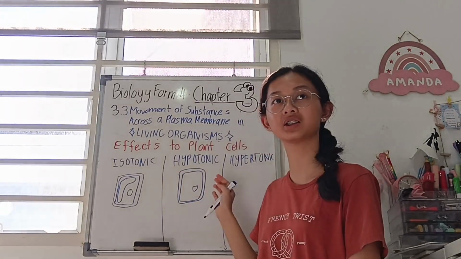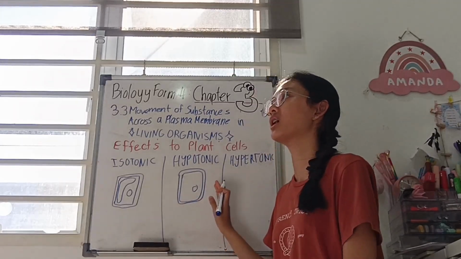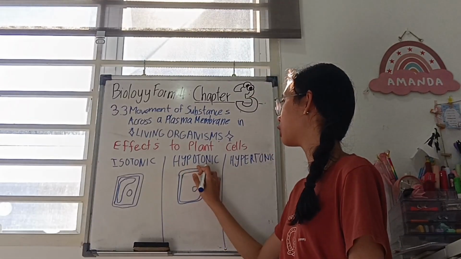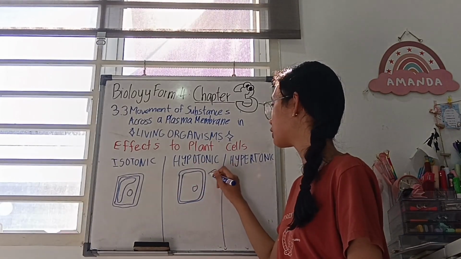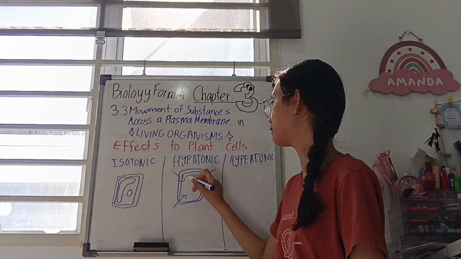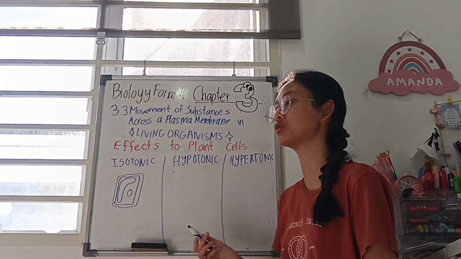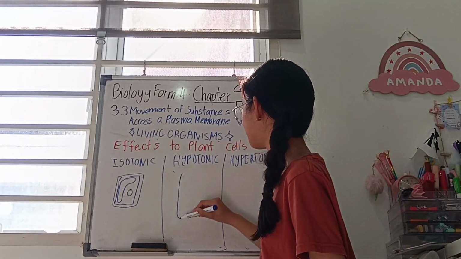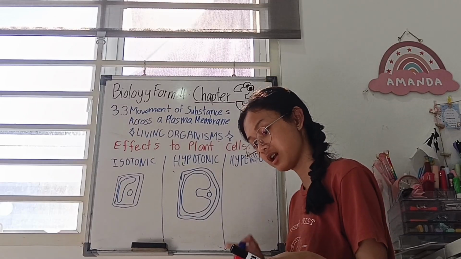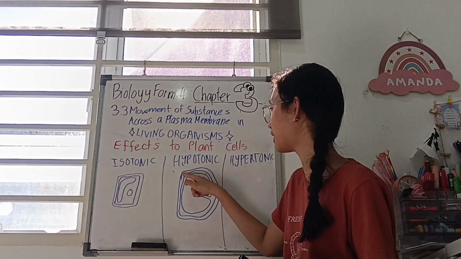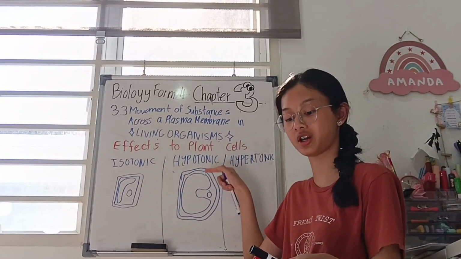So for hypotonic, the water potential outside of the cell, the extracellular fluid, the solution, has more water because it's low concentration of solutes. So there's more water outside. So the water will diffuse in, and that will make the vacuole super big. Because we learned in chapter 2, vacuole holds water, right? So this is the plant cell. The vacuole expands and it pushes the cytoplasm and plasma membrane against the wall.